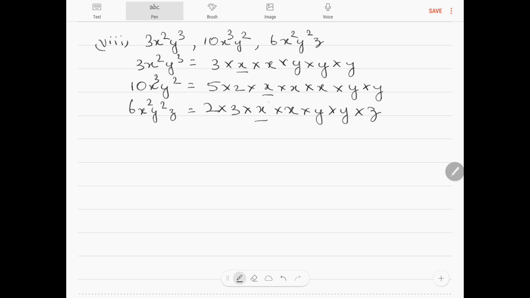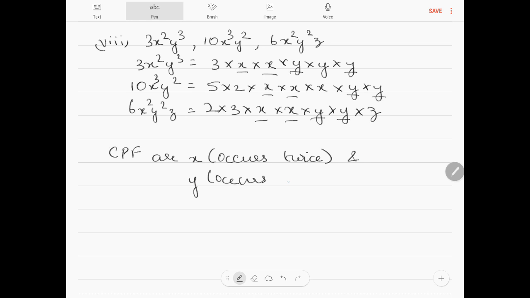Common are x, the second x, 1y, the second y. So common prime factors are x occurs twice and y occurs twice. So HCF is equal to x into x into y into y, which is equal to x squared y squared.